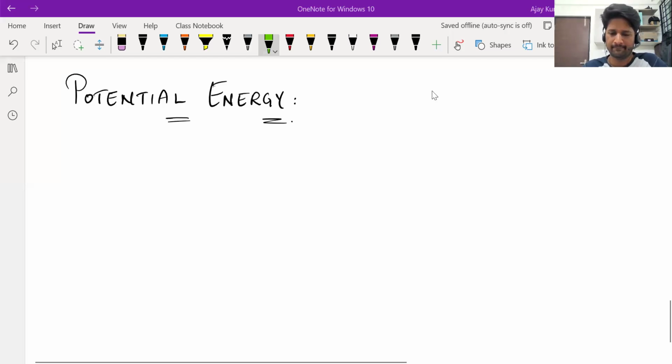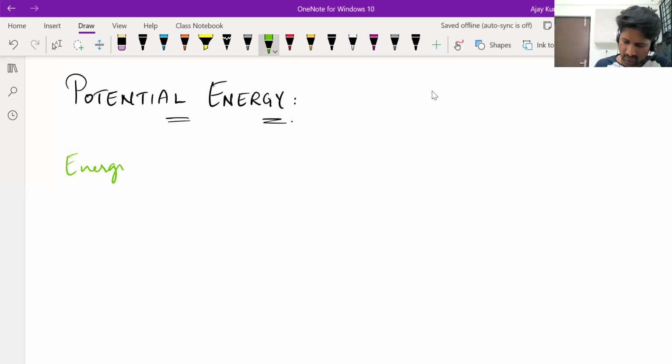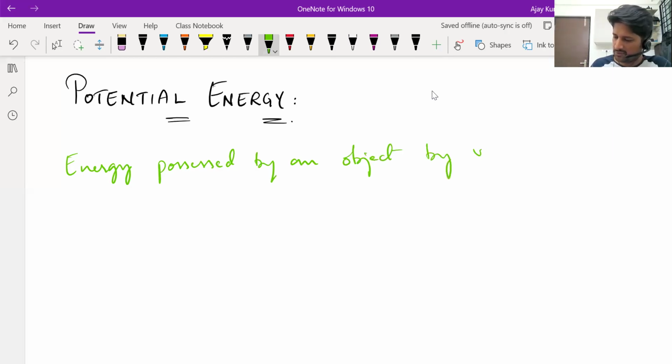The energy stored in a body by virtue of its position is known as potential energy. Okay. Energy stored by virtue of its position. Fine, reasonable definition. We will refine that definition. I'm sure since maybe 8th class or 9th class, you would have learned that definition itself. Energy possessed by an object by virtue of its position.